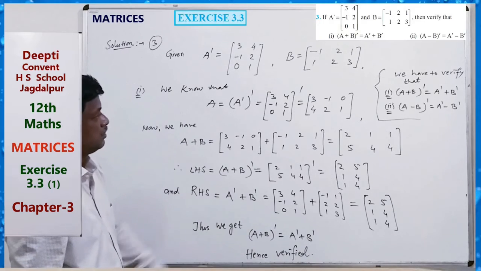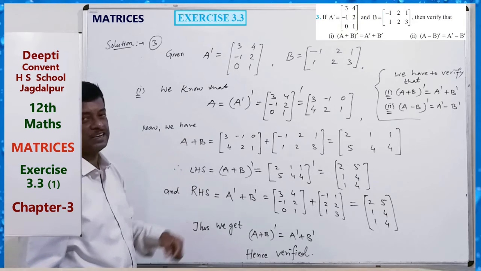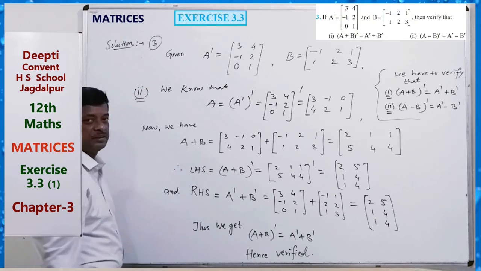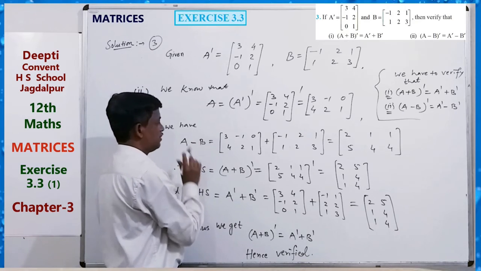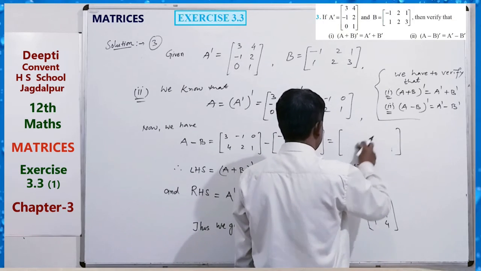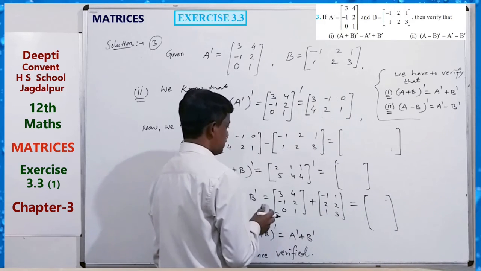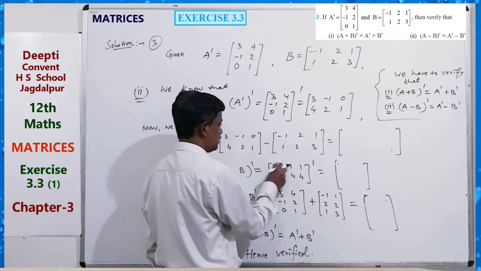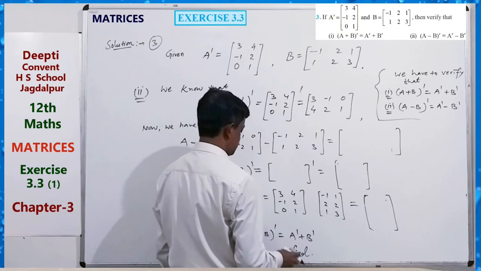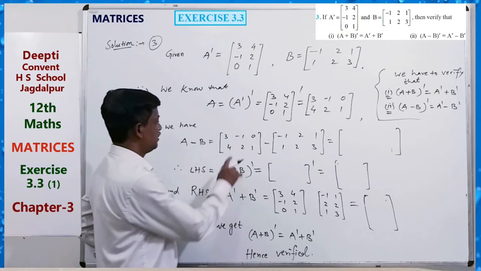The second also can be proved by the same process, taking a minus sign in place of plus. Just take a minus sign here, and we will get a different matrix. This minus this.